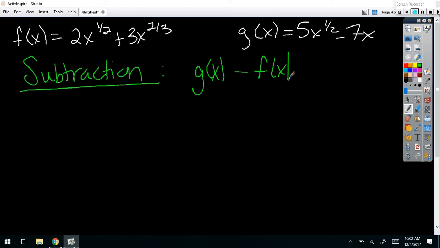So the trick here is I'm subtracting everything in f of x. Somebody asked about a parenthesis earlier. It might be a good idea to get in the habit of putting the parentheses there so you realize that you're subtracting the whole thing.